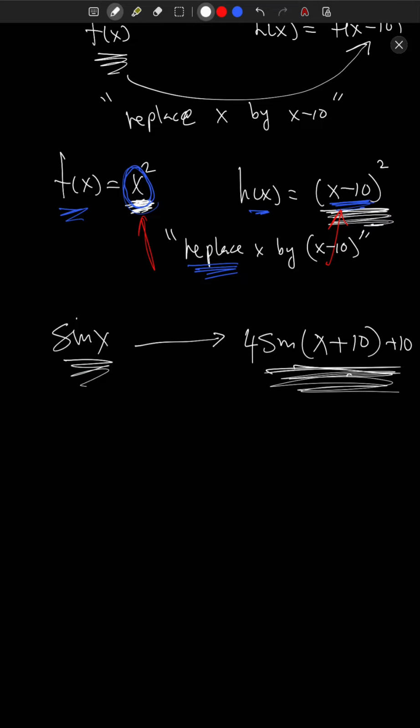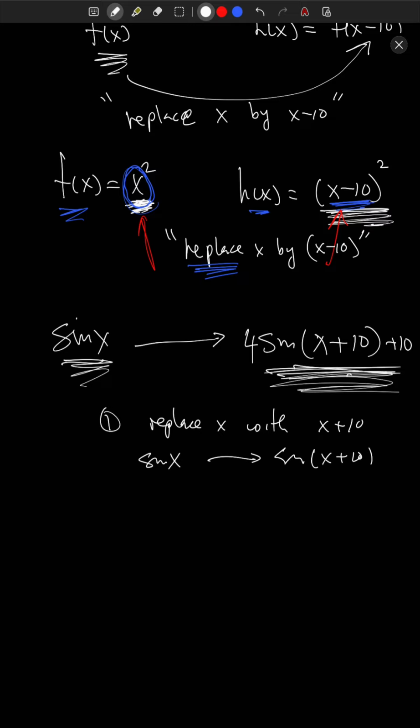So for example, the way we're going to do it is we're going to say, well, to get from here to here, I first replace x with x plus 10. Okay. So if I started with sine x, now I have sine of x plus 10 because everywhere I see an x, I replace it with x plus 10. Okay. And then I'm going to say multiply 4 to the output. And we'll talk about this in the near future.